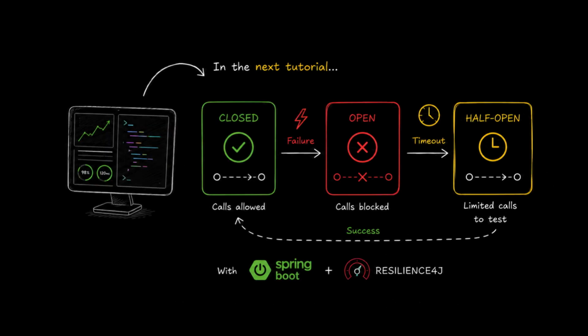So in the next tutorial, we will take this concept and actually implement it using Spring Boot and Resilience4j, where we will see the circuit breaker transition from closed to open to half open state in a running application.